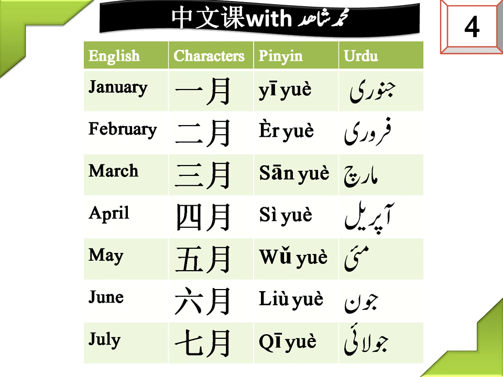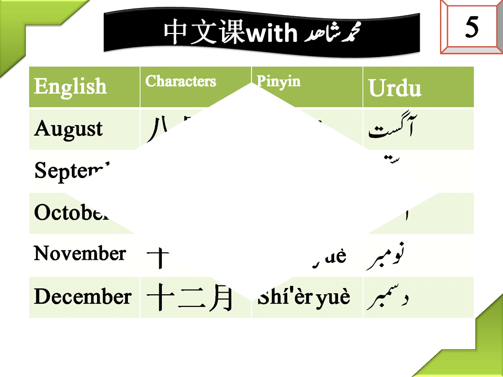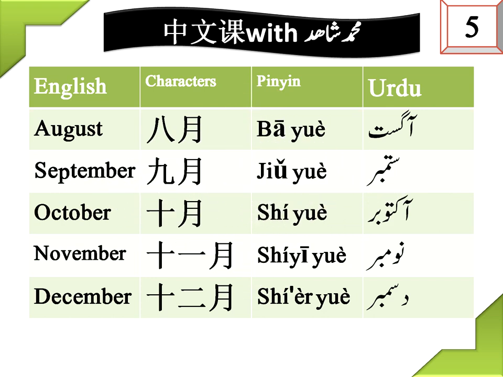So for January it is yi yue. For February it is er yue. San yue, March. Si yue, April. Wu yue, May. Liu yue, June. Qi yue, July. Ba yue, August. Jiu yue, September.